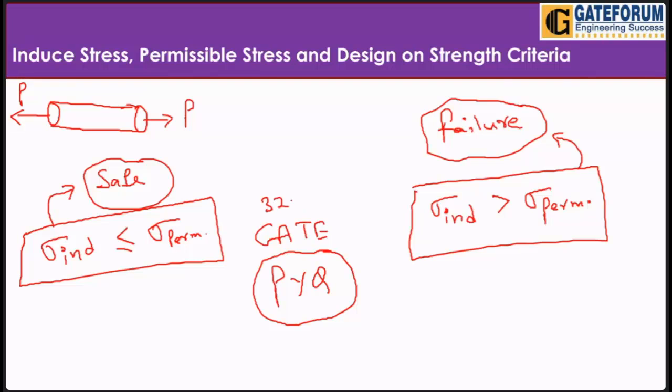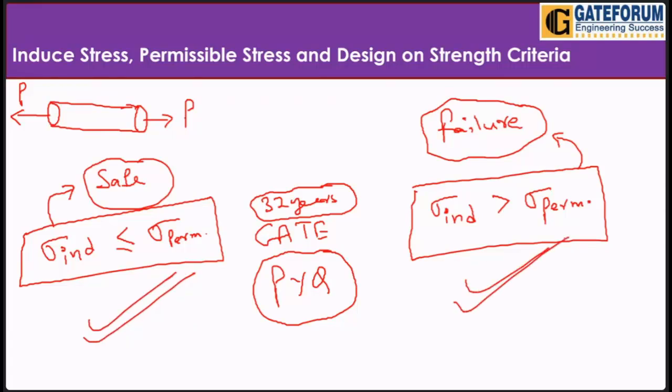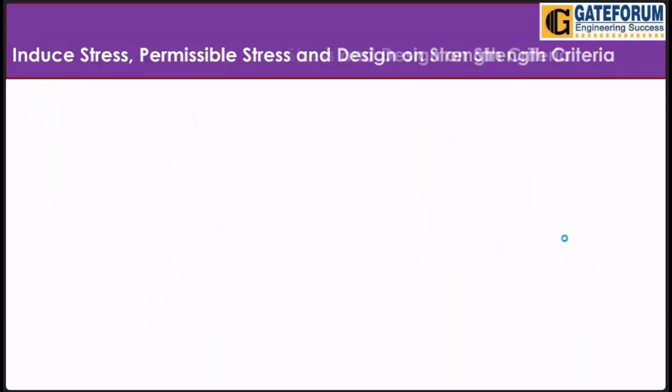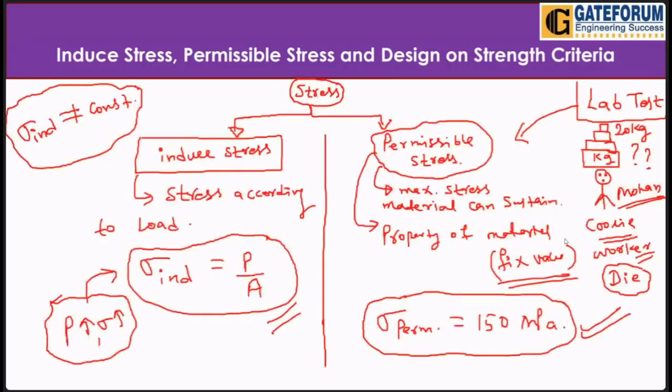Okay, so many questions in the GATE PYQ, the previous year question papers of the last 32 years, come from this topic: permissible stress, induced stress. For the safe condition, always remember this is the safe condition and this is the failure condition. Here we have one more term, factor of safety, and working stress also. But we are writing this much only here. The rest will be done in the pro level, that is in the paid course. But here we have one idea, and with the help of this concept, definitely you can solve any question of the GATE examination. So here we have induced stress, permissible stress.